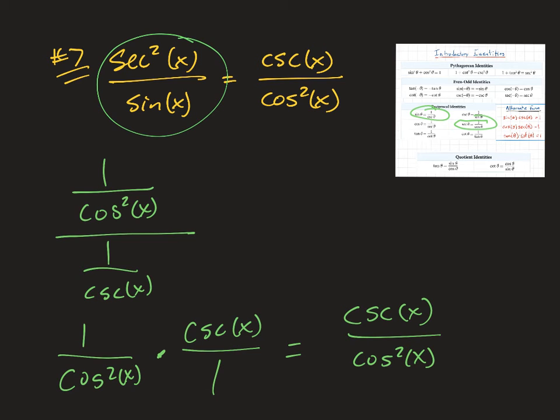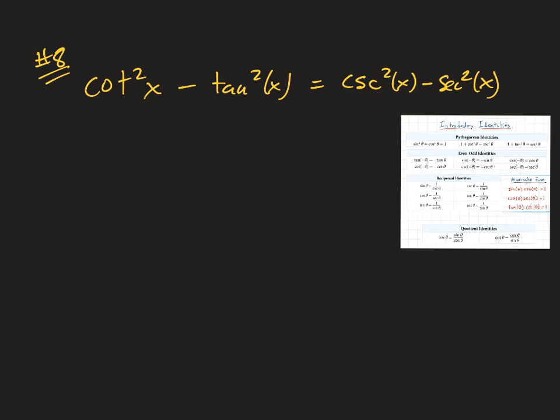So nothing fancy on these last two problems. They're very similar. We're just using our reciprocal identities and then remembering that we can simplify a complex fraction by flipping the denominator and multiplying. All right, one more problem and then we're done with this thing. So I'm asked to turn cotangent squared of x minus tangent squared of x into cosecant squared x minus secant squared x.